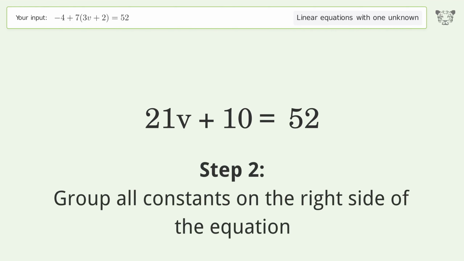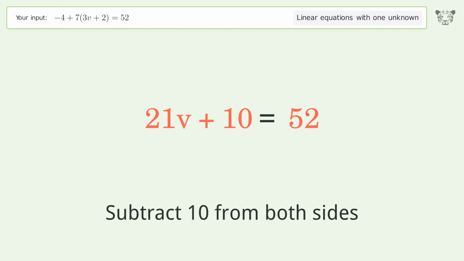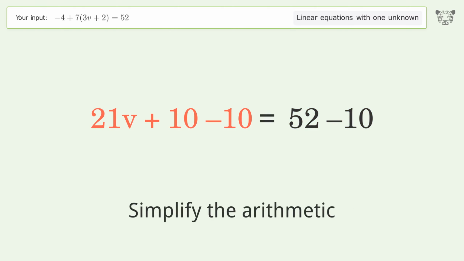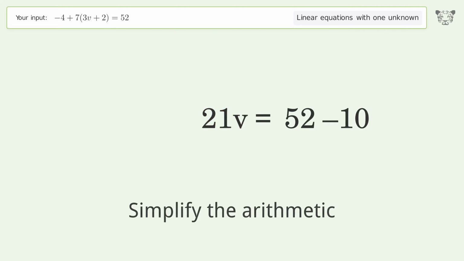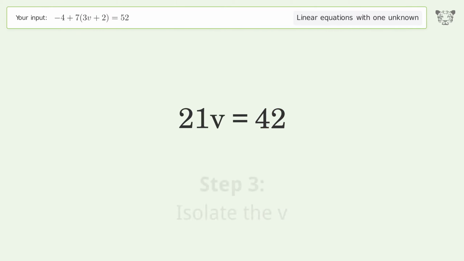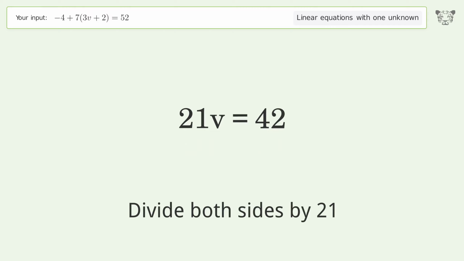Group all constants on the right side of the equation. Subtract 10 from both sides. Simplify the arithmetic. Isolate the V. Divide both sides by 21.